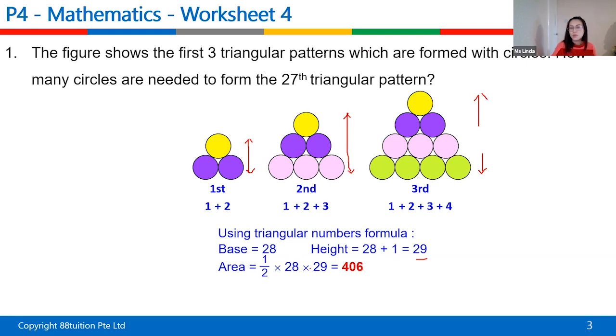So basically 28 times 29, times your half, that will be your formula for a triangle, right? Half times base times height. So that will give you 406. 406 is your correct answer, Rakshan. Okay, good job. All right, good job, both of you.